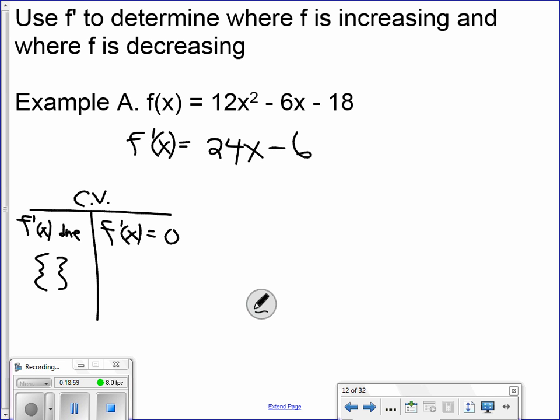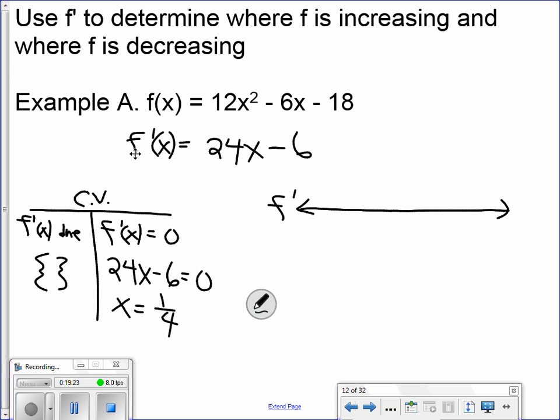So set it equal to 0, and tell me what you get for x. x equals 1/4. Did anyone else get that? Yeah? Good, 6/24. So if this first derivative is going to change sign, it's going to happen at 1/4. When you make your sign chart for the first derivative, the only number you should put on there is 1/4, because that's your only critical value. That's the only place it could change sign. Put it anywhere you want; there's no right answer for that.